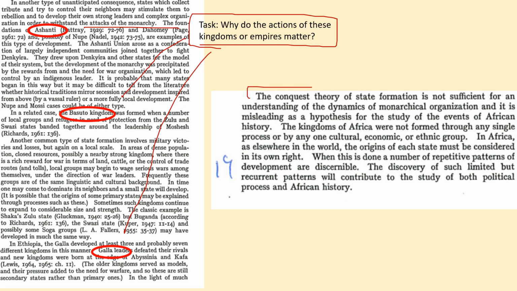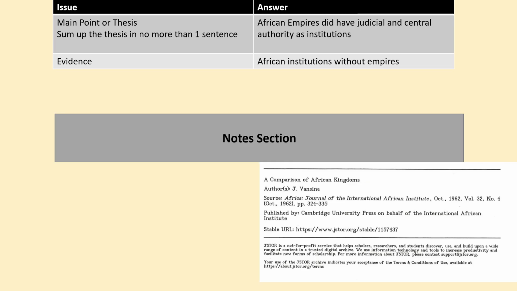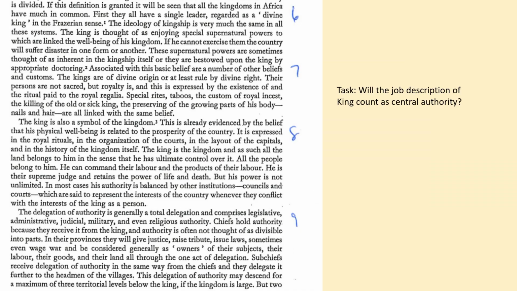This section is talking about the conquest theory and arguing that this is not sufficient, misleading as a hypothesis for the study of the events of African history. We're moving on to the next article, the main point. African empires did have judicial and central authority as institutions. The evidence used is right here.